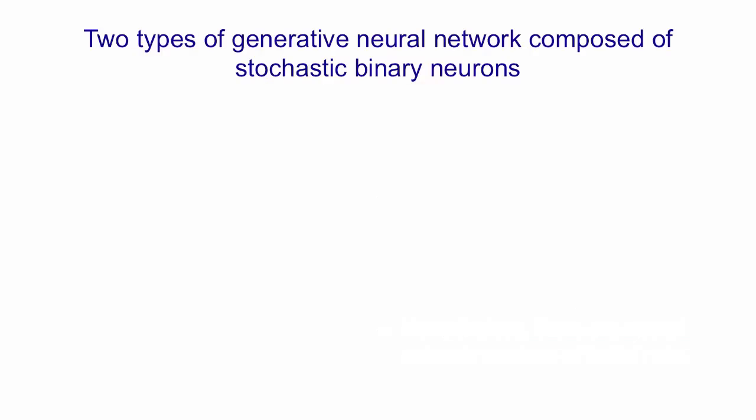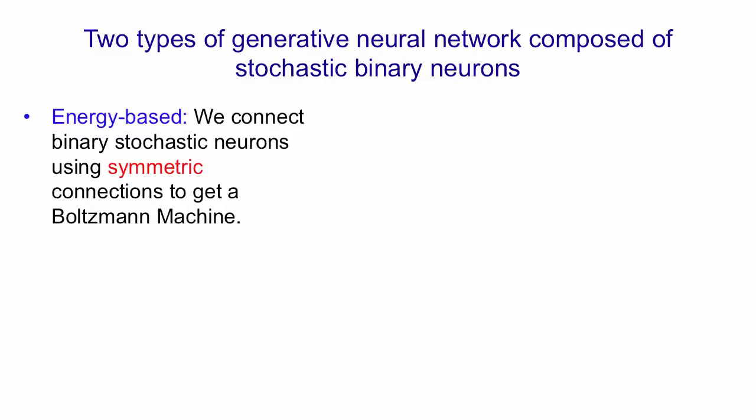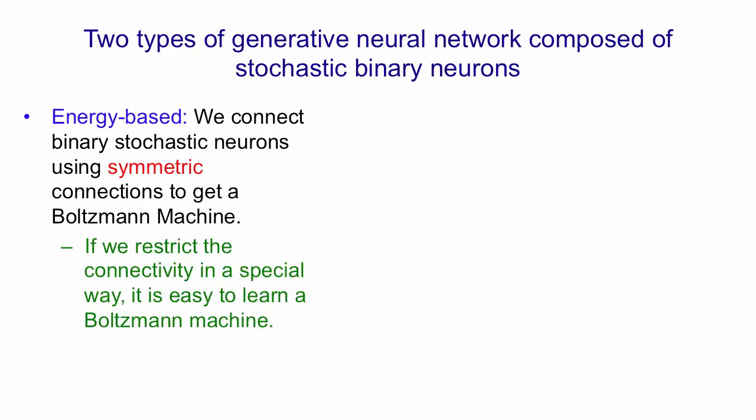If we think about how to make generative models out of idealized neurons, there are basically two types of generative model you can make. There are energy-based models, where you connect binary stochastic neurons using symmetric connections, and then you get a Boltzmann machine. A Boltzmann machine, as we've seen, is hard to learn, but if we restrict the connectivity, then it's easy to learn a restricted Boltzmann machine. However, when we do that, we've only learned one hidden layer, and so we're giving up on a lot of the power of neural nets with multiple hidden layers in order to make learning easy.